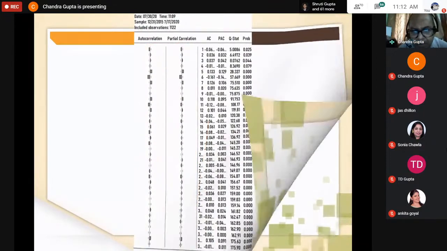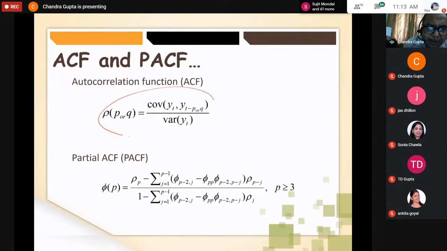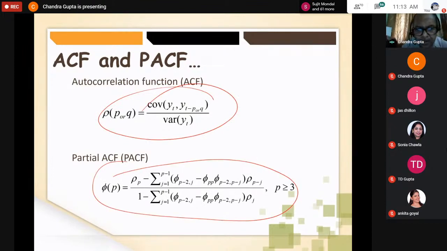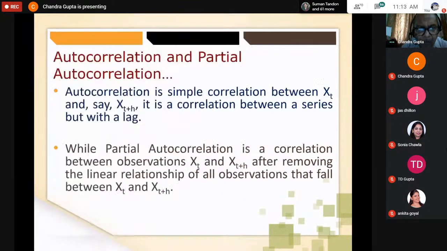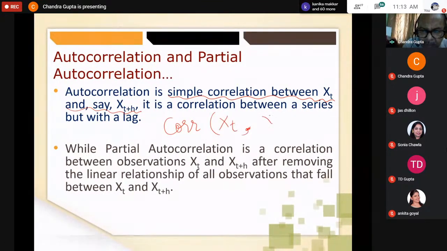Okay, so let's go ahead with our study and try to understand what is ACF and what is PACF. These are the formulas, that's for theoretical interest. Now let's understand autocorrelation and partial autocorrelation. Autocorrelation is simple correlation between xt and xt plus h. Calculate correlation between xt and xt with its lag h. That is called autocorrelation.